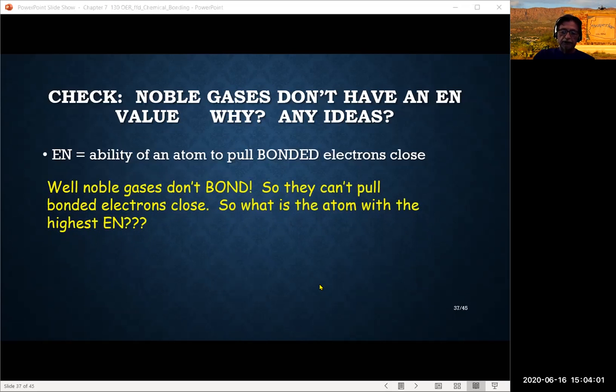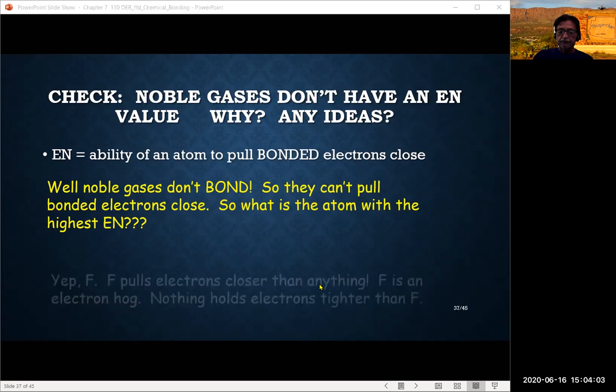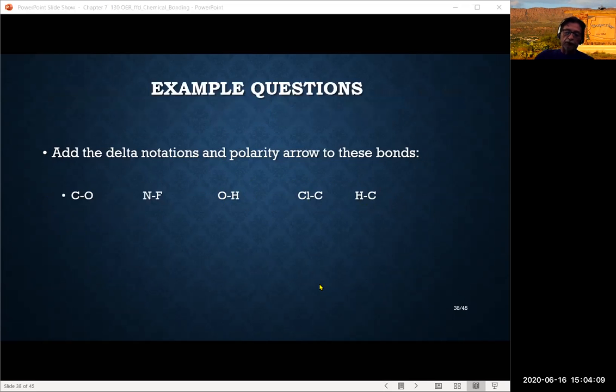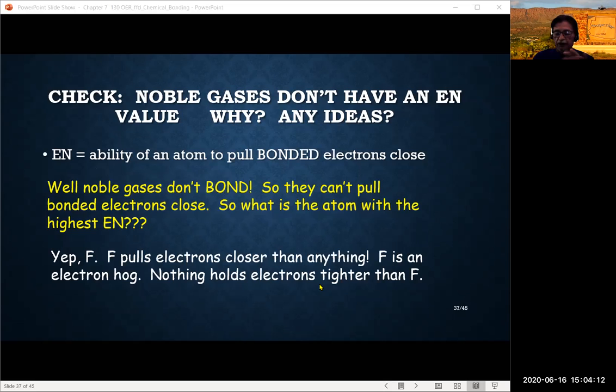We talked about noble gases, so we're well aware of it, okay? Nothing really holds electrons tighter than fluoride. In fact, that's why fluoride is utilized in toothpaste, because it gets incorporated in your teeth to make very strong bonds.